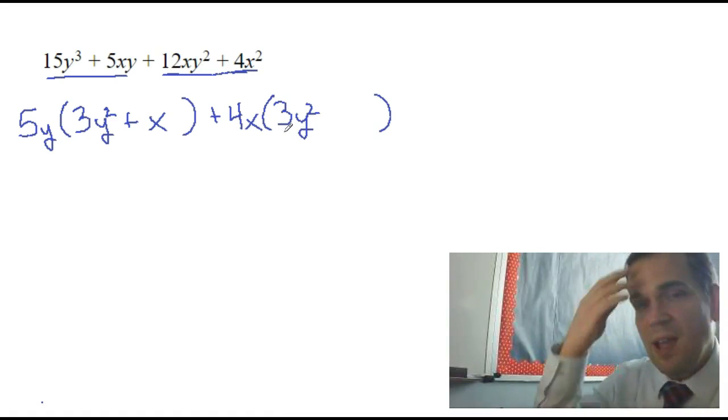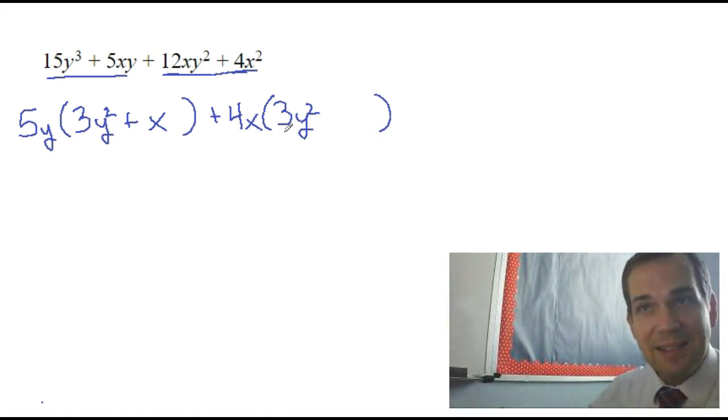If you're doing this part and you're like, I'm not sure if I did this right, take a hot second to think about what you'd get if you multiplied this by this. And you'll see you get a 12 with an x and a y squared. You get a 12xy squared.